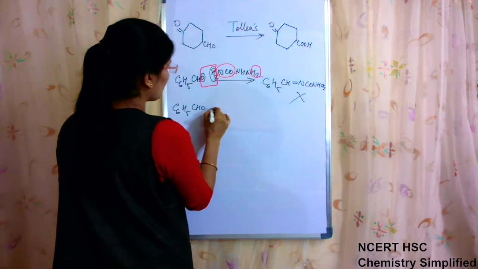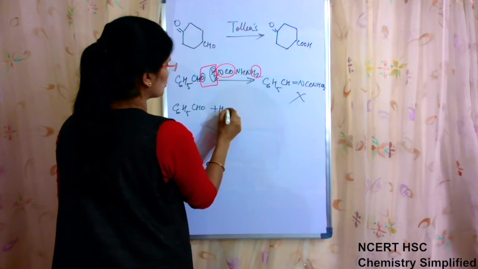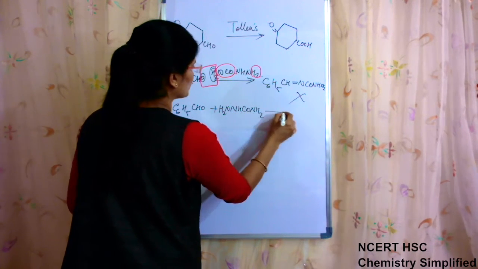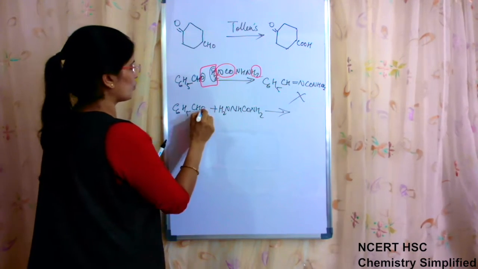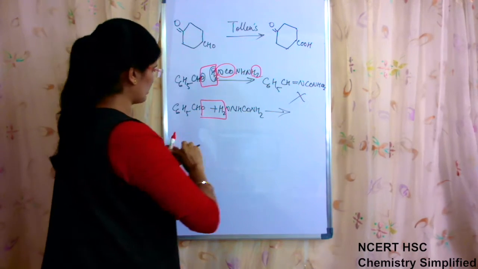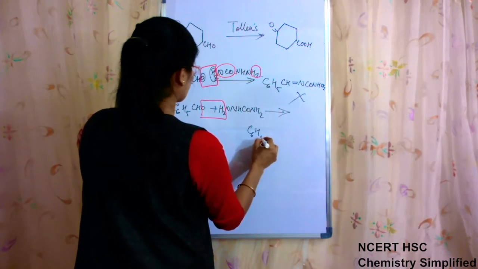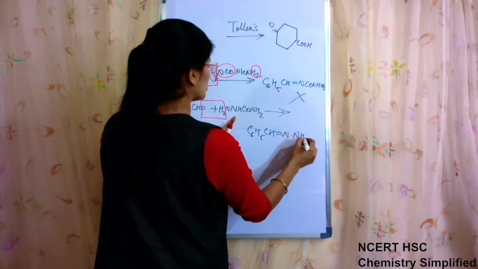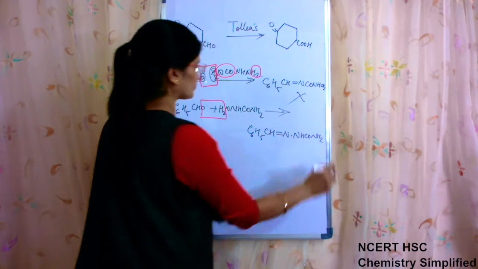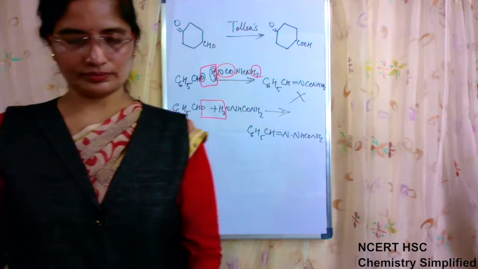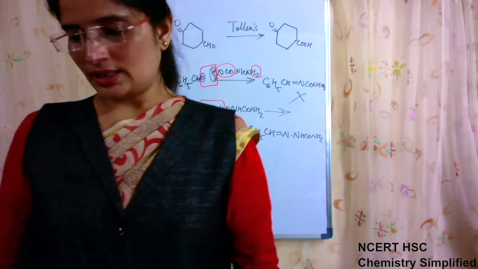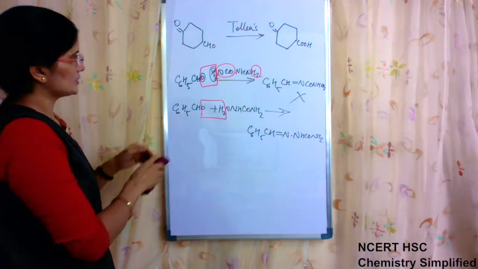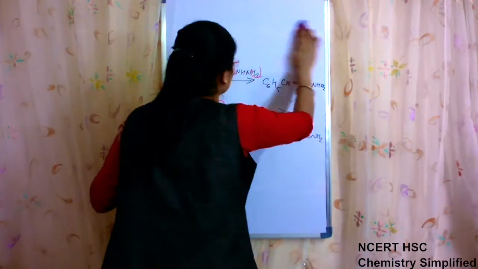C6H5CHO plus this H2N NHCONH2, and then it will remove water and form the product C6H5CH double bond N NHCONH2. Okay. Then this is clear.